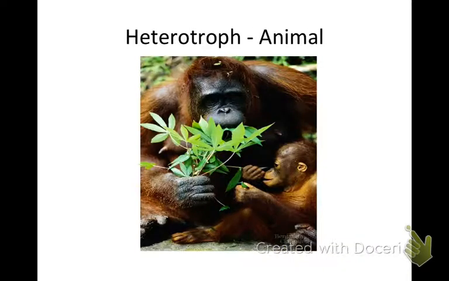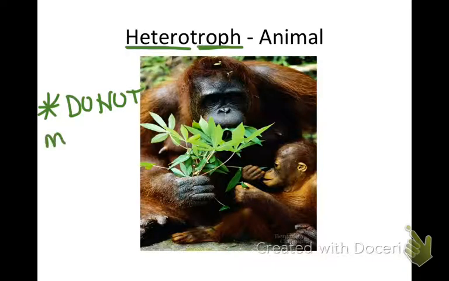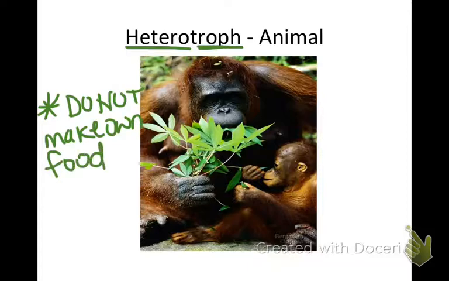There we go. Heterotrophs. Here's the flip-flop. Hetero means different. Troph means feeding. Please highlight that this is an animal that consumes other organisms. Please put a star underneath this that says do not make own food. Heterotrophs do not make their own food. They have to go find their own food.